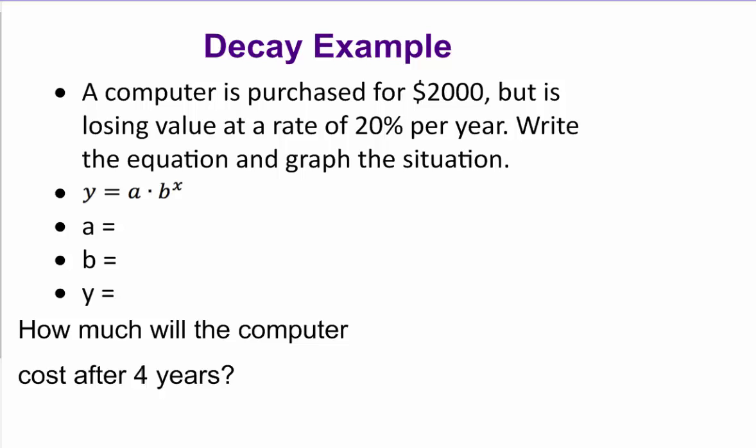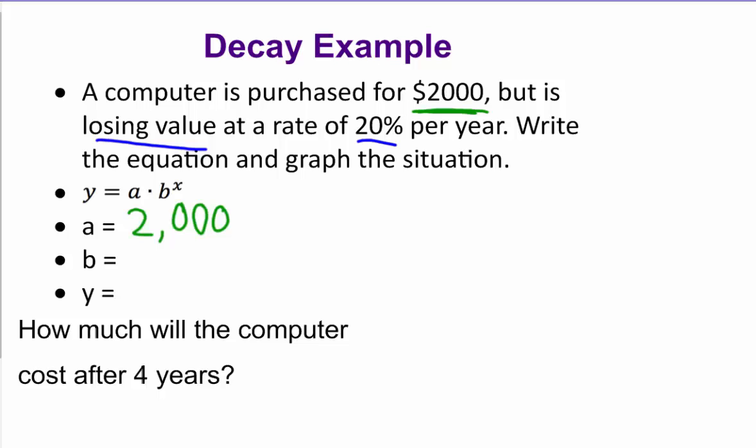So we start out with our general equation, a times b^x, and we're going to look for a, our initial value. Well, when I look at this, I see that the computer is purchased for $2,000. So that is telling me initially the computer was $2,000, so that is what I'm going to write for my a value. My b value, my growth or decay rate. Well, I see that the computer is losing value at a rate of 20% per year. So because it is losing value, it is decreasing. Therefore, I know it is a decay story problem.